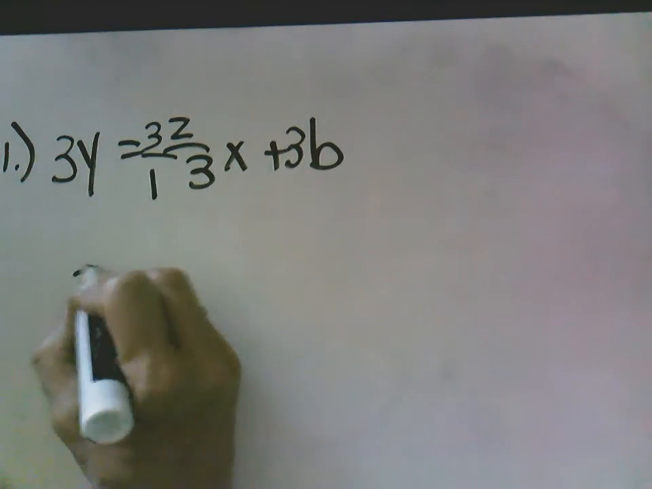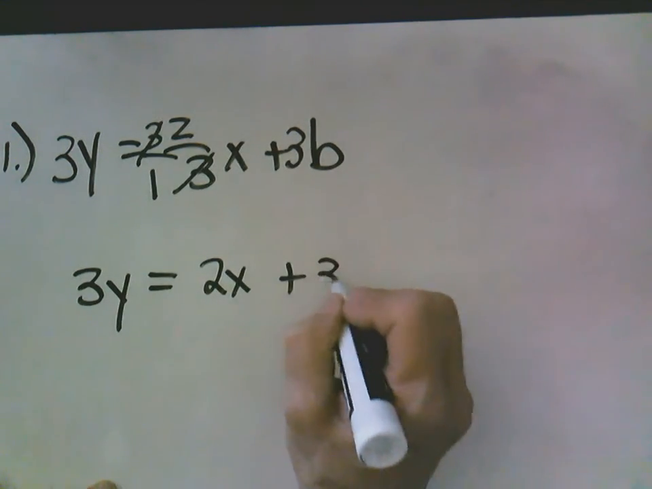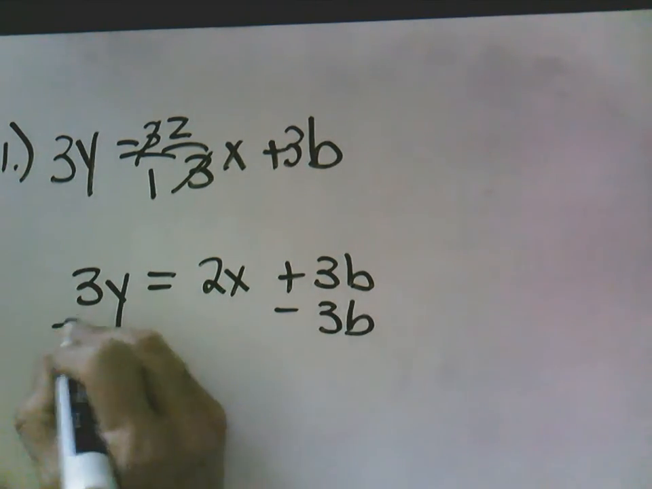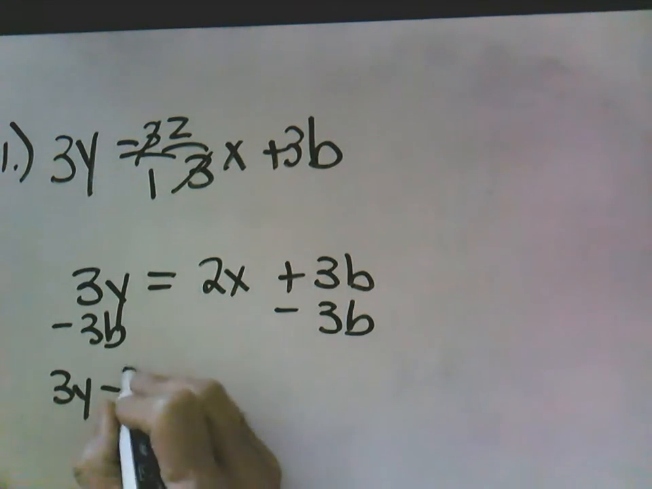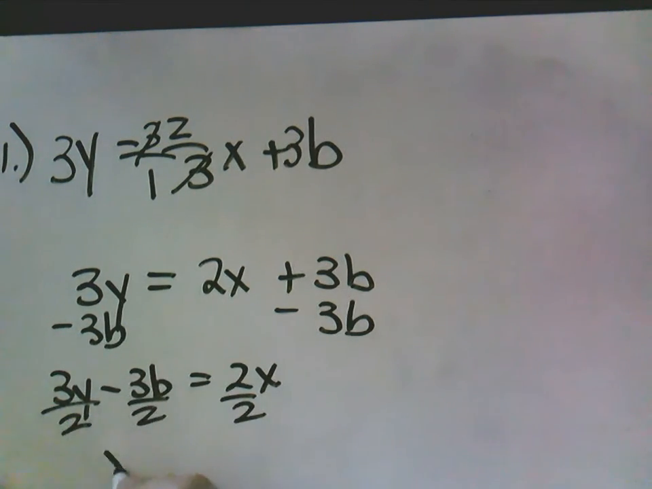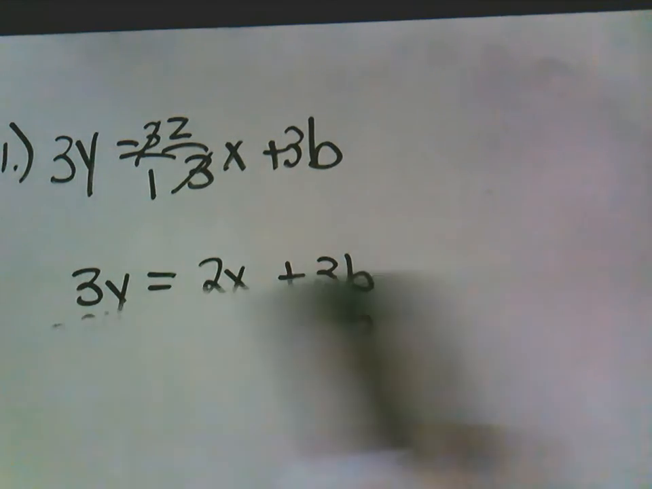So I'm going to multiply this by 3, I'm going to multiply this by 3, I'm going to multiply this by 3. So I get 3y equals, these cancel out, 2x plus 3b. Now I'm solving for x, so I'm going to subtract 3b from both sides. So I have 3y minus 3b equals 2x, divide by 2, divide by 2, divide by 2. So x equals 3/2 y minus 3/2 b. Okay? So now I want you to go ahead and try number 2. Stop the video, try number 2 on your own. When you're done, turn the video back on and watch me do it and see if you're correct.